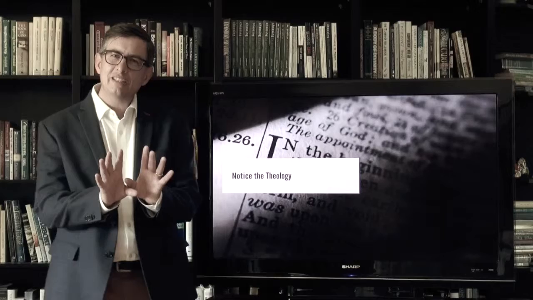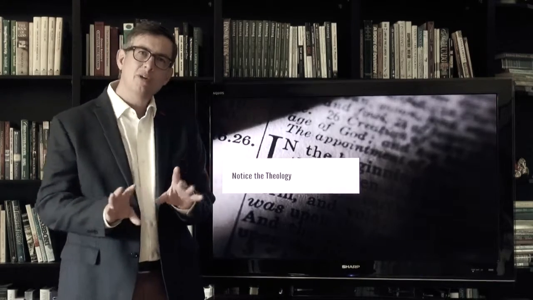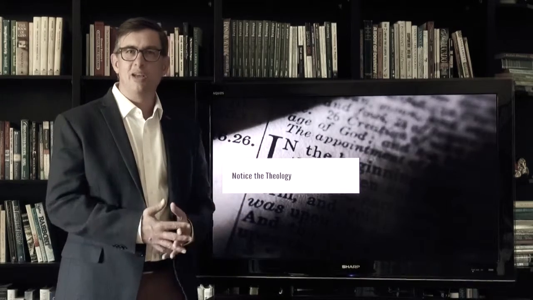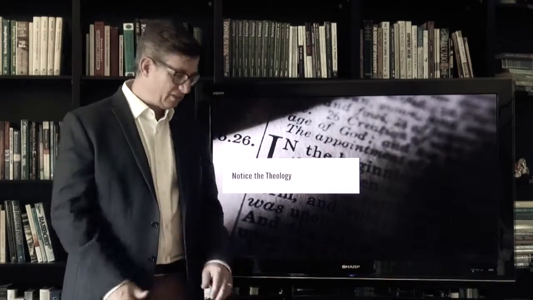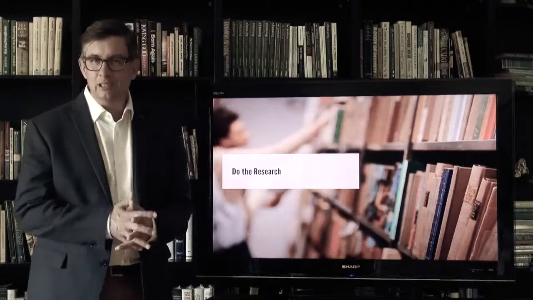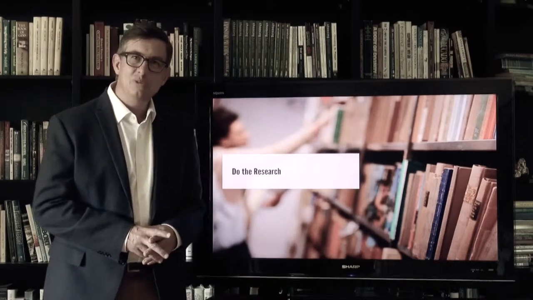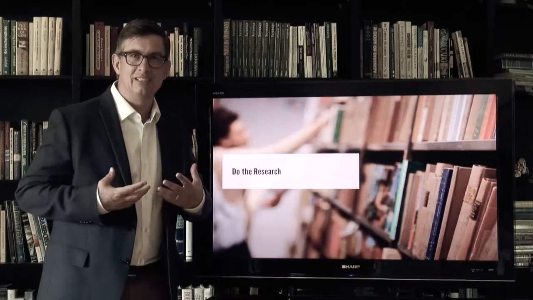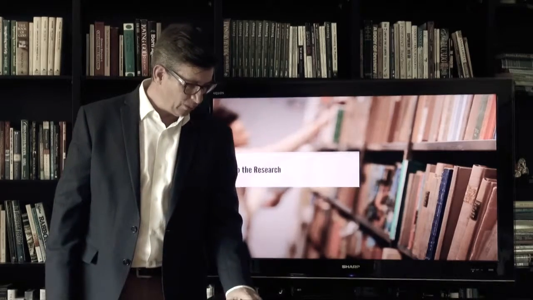We need to notice the theology. Look for what it is that the text is saying to us about God, about His purposes, about the big things that God is doing across time to reconcile humanity to Himself. Where's the gospel in this text or in this theme? We need to do the research. That means digging deep, studying, reading the commentaries, getting into the details of the text so that we bring something that is substantive to the people that we're working with.